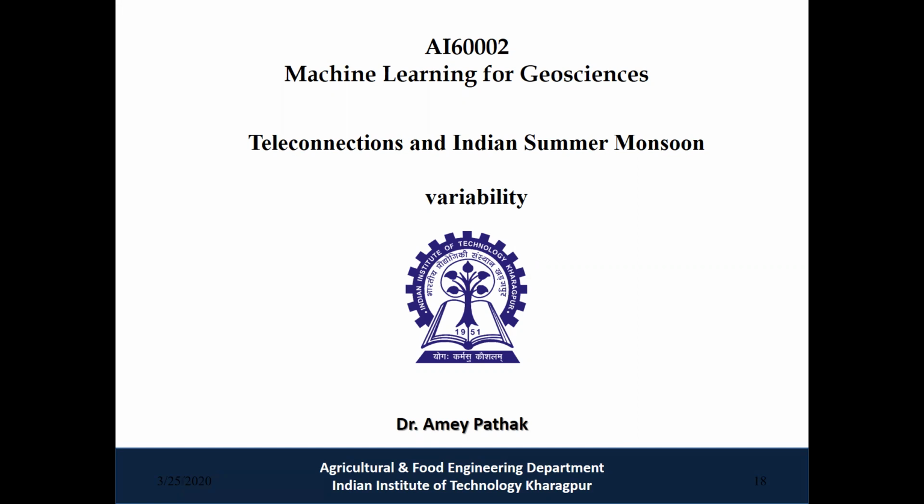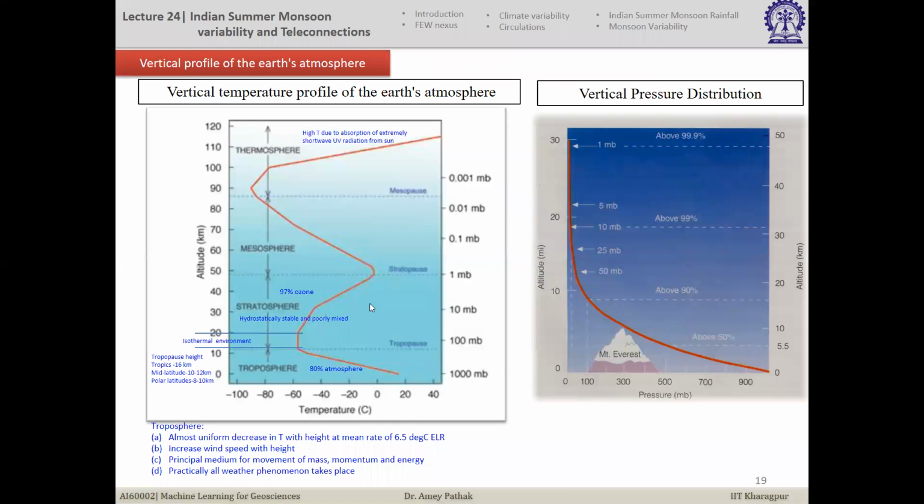In this class we'll be talking more about the circulations linked with the overall monsoon rainfall variability, or in general, any circulation patterns and the various processes associated with global circulation. In the last class, we stopped at the vertical profile of atmosphere, so the first thing in this class, we'll see the vertical profile of atmosphere.